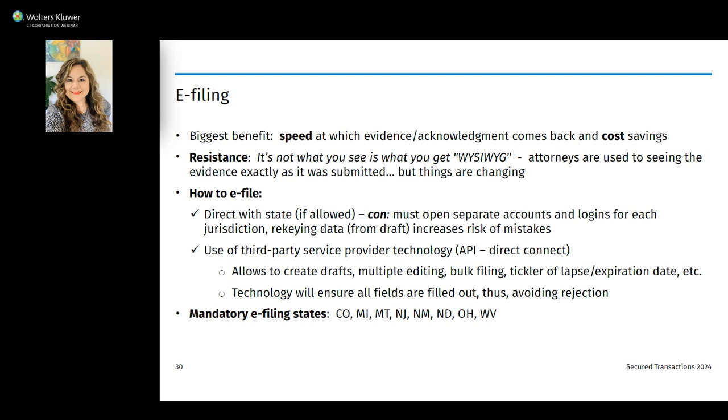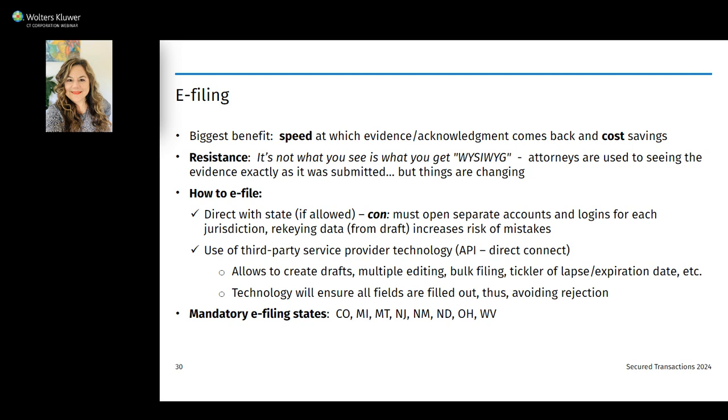You can also use a third-party service provider that has technology, which has also an API with direct connect to the states. I just recently did a UCC 1 filing. I couldn't believe it. It came back in like 6 minutes, literally. It was great. What does it allow you to do? You can create drafts. You can bulk edit, bulk file. You can get your tickler system going if you don't have one already.